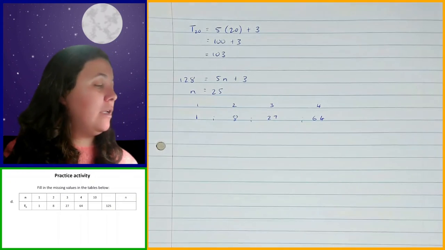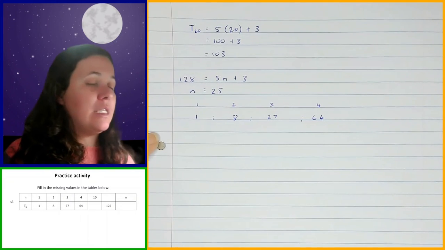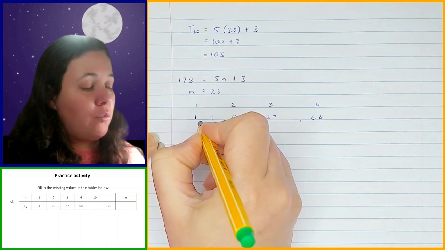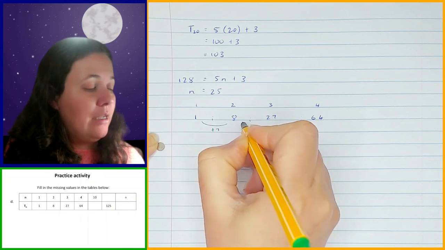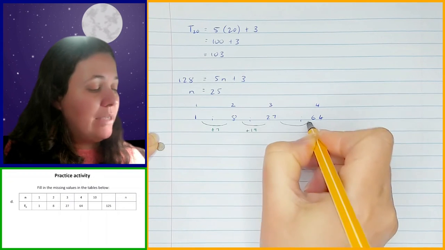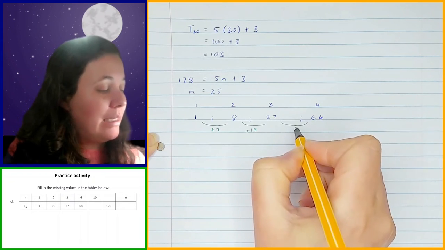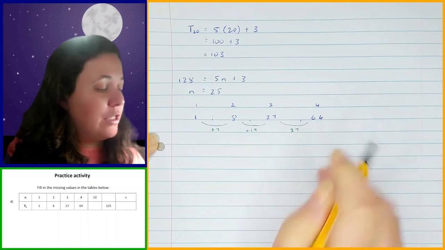So first of all, let's see, like we always do, if there is a common or a constant difference over here. So from 1 to 8, I'm adding 7. 8 to 27, I am adding 19. From 27 to 64, I am adding 37.